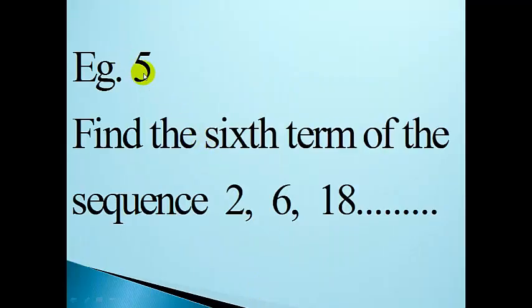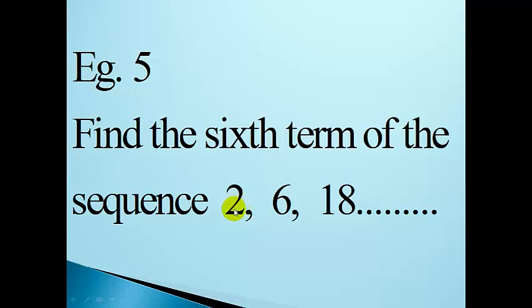Now let's look at this example. Find the sixth term of the sequence. That means that we have to find the sixth term of the sequence. So n is equal to 6. Now the sequence given is 2, 6, and 18. From the question, we are not told whether the sequence is a linear sequence or an exponential sequence.